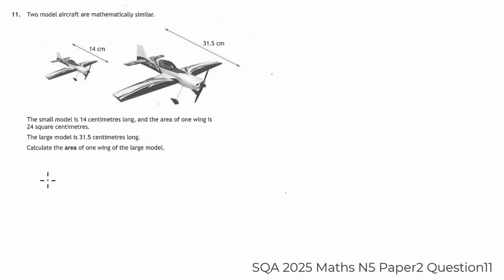Now let's just have a little talk about lengths and areas. If we have a length of 1 and we double that length to 2, then the length scale factor is 2. We've doubled the length. But if we consider the area that goes with these lengths, there's an area of 1.